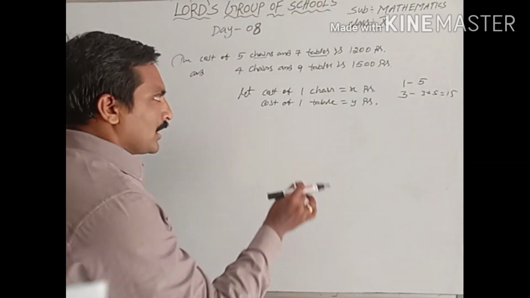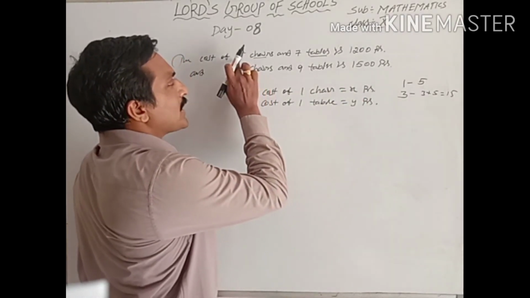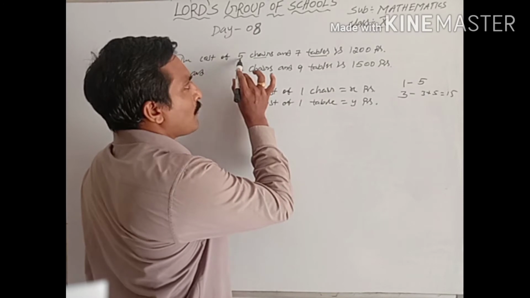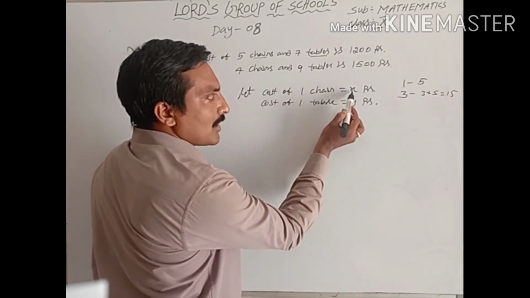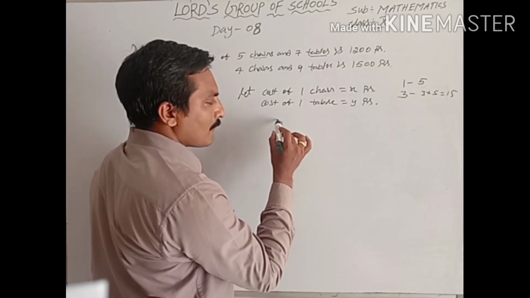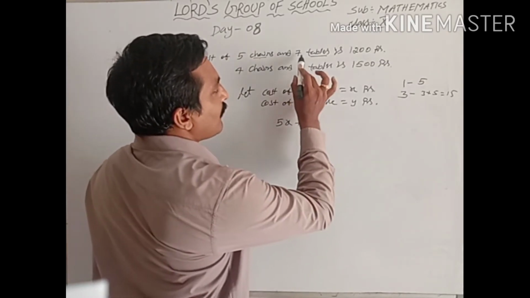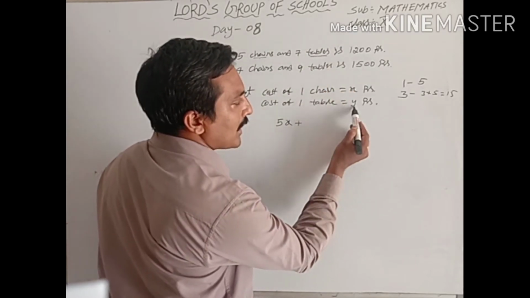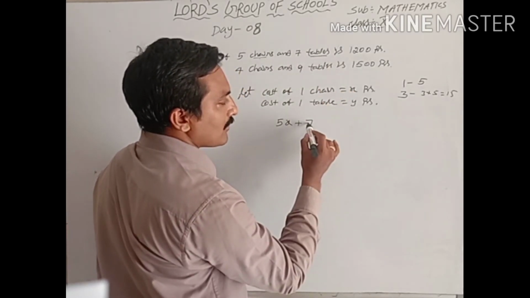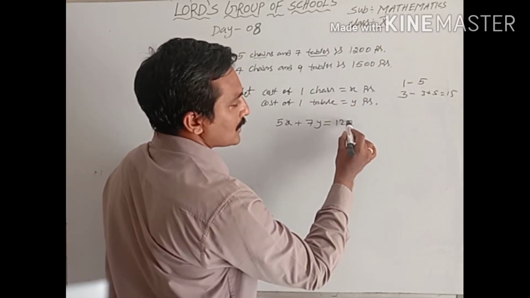Like that. Here, 1 chair costs X rupees. In the first condition, how many chairs? 5 chairs. 1 chair costs X rupees means 5 chairs cost 5x, plus 7 tables, 1 table costs Y, 7 tables 7y. Together they cost 1200 rupees.